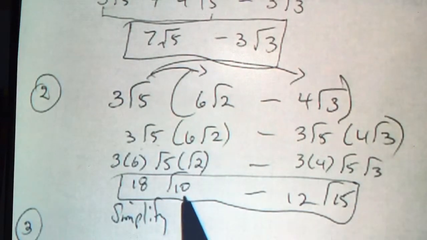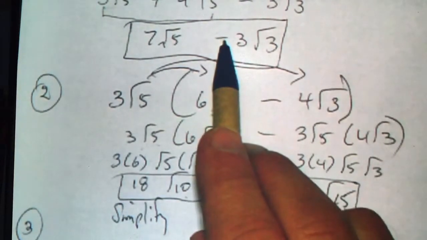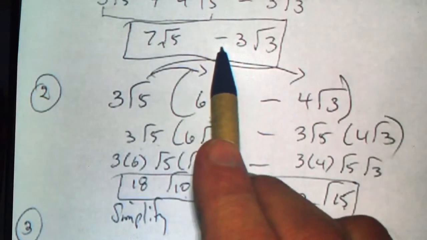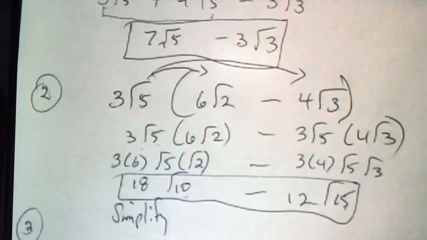And can we, 18 root 10 minus 12 root 15, we're subtracting here just like we were up here. But as we couldn't simplify anymore up here, 7 root 5 minus 3 root 3, we can't simplify anything here because it's root 10 and root 15. They're not in common. So we are done with that question. There's nothing else we can do. Any questions out there?